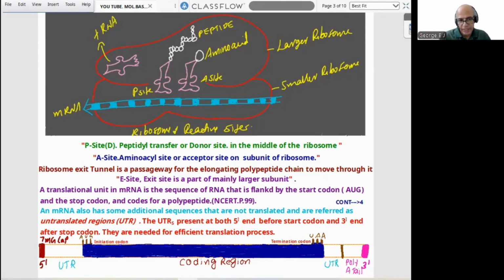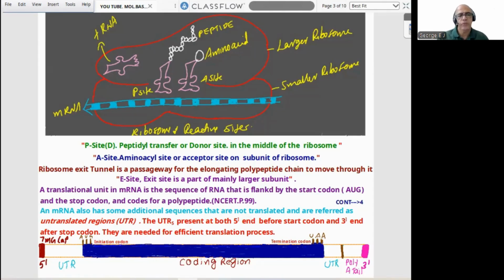So the ribosome exit tunnel is a passageway for the elongating polypeptide chain to move through. Everything is marked and written there, so it will be easy for you. Then comes another site, the E site, the exit site, which is mainly a part of the larger subunit, from which tRNA leaves. A translational unit in mRNA is the sequence of RNA that is flanked by the start codon AUG and the stop codon. And in between, we can find the codes for the polypeptide, NCERT page number 99.